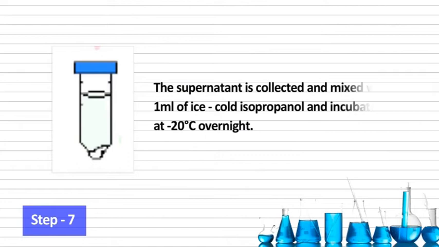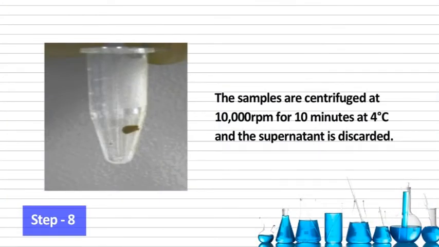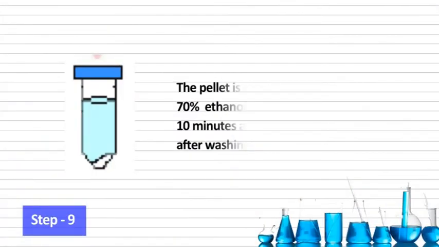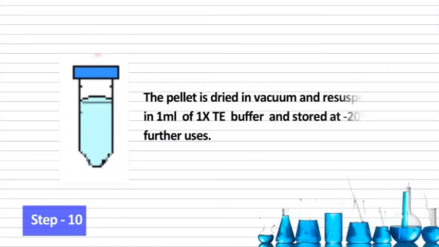The supernatant is collected and mixed with 1 ml of ice cold isopropanol and incubated at minus 20 degrees Celsius overnight. The samples are centrifuged at 10,000 rpm for 10 minutes at 4 degrees Celsius and the supernatant is discarded. The pellet is dried and washed with 70% ethanol and centrifuged for 10 minutes at 10,000 rpm and 4 degrees Celsius after washing to collect the pellet. The pellet is dried in vacuum, resuspended in 1 ml of 1x TE buffer and stored at minus 20 degrees Celsius for further use.